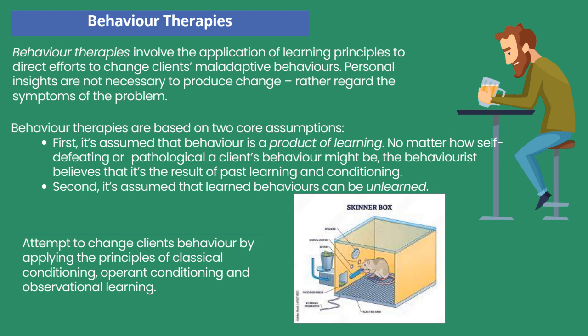So it focuses on two very core assumptions. It's assumed that behavior is a product of learning. No matter how self-defeating or pathological a client's behavior might be, the behaviorist believes that it's the result of past learning and conditioning. Second, it's assumed that if something is learned, it can be unlearned. So that's how behavior therapy works. Okay, so it's a product of learning, and because it's been learned, it can therefore be unlearned.